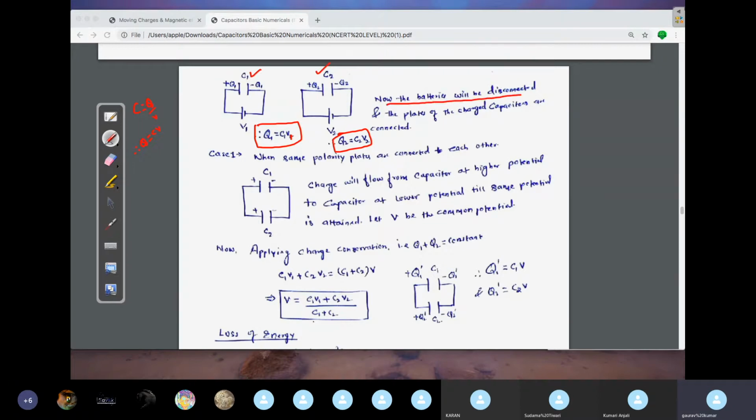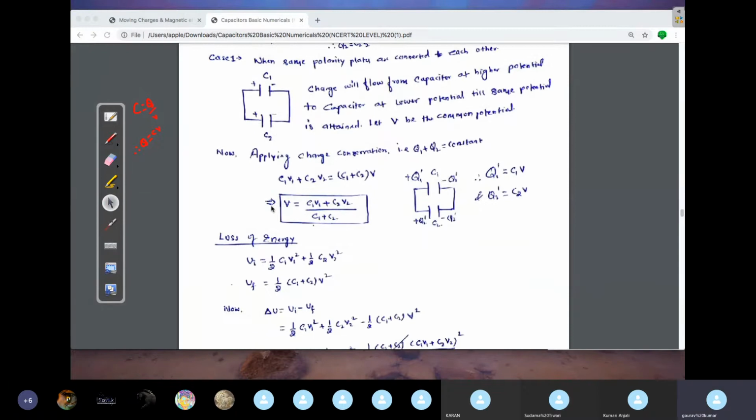Now the batteries will be disconnected, and the plates of the charged capacitors are connected. This is what we are going to do. So let's see what will happen. Now you have two possibilities. I'll discuss case number one here.